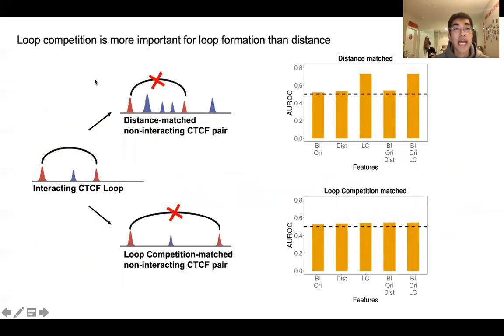And finally, we want to ask whether loop competition or distance is the most important factor to determine loop formation. To study that, what we did is to control one of the two factors at a time. What we find is when distance is being controlled, loop competition is still predictive of the specificity of CTCF loop interaction. However, when loop competition is being controlled, distance itself is not predictive at all. Therefore, loop competition is more important for loop formation than distance.